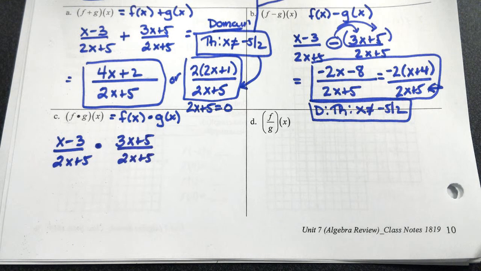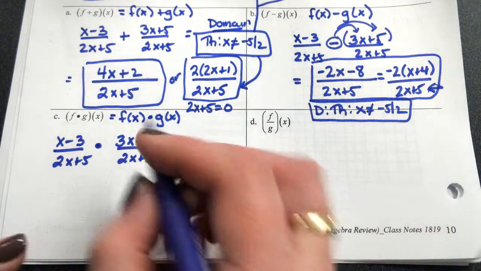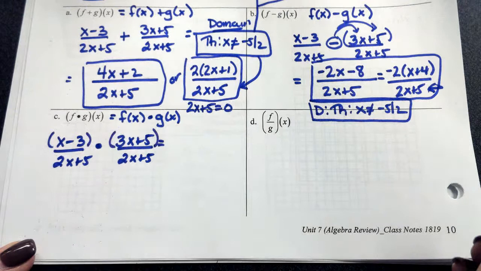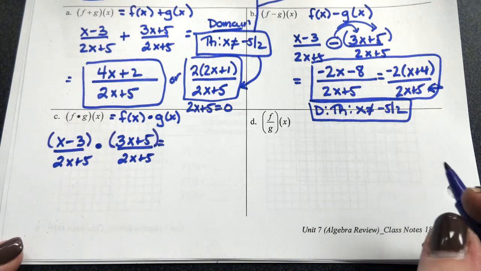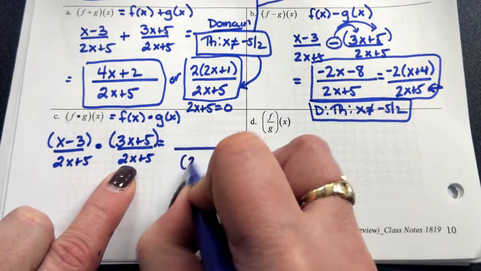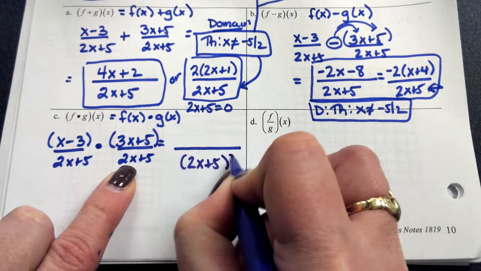How do you multiply fractions together? You simply multiply straight across. So you are, remember, going to have to FOIL the numerators together. So you do have to multiply out the numerator. The denominator, 2x plus 5 times itself, is just going to be 2x plus 5 to the second.